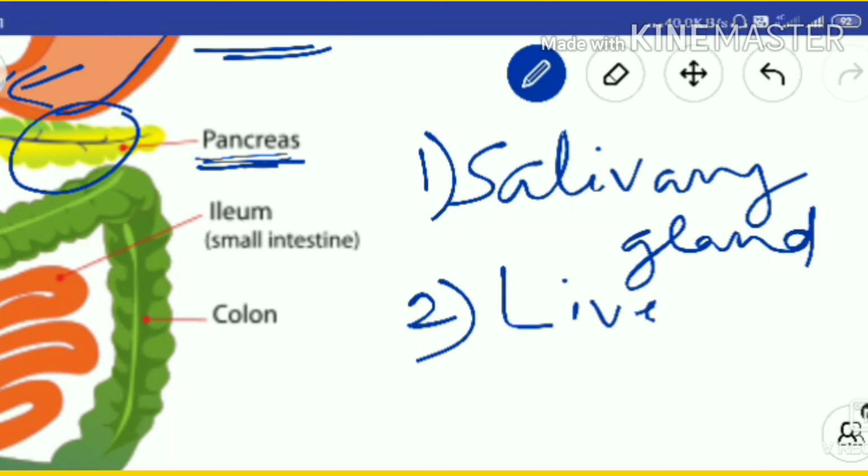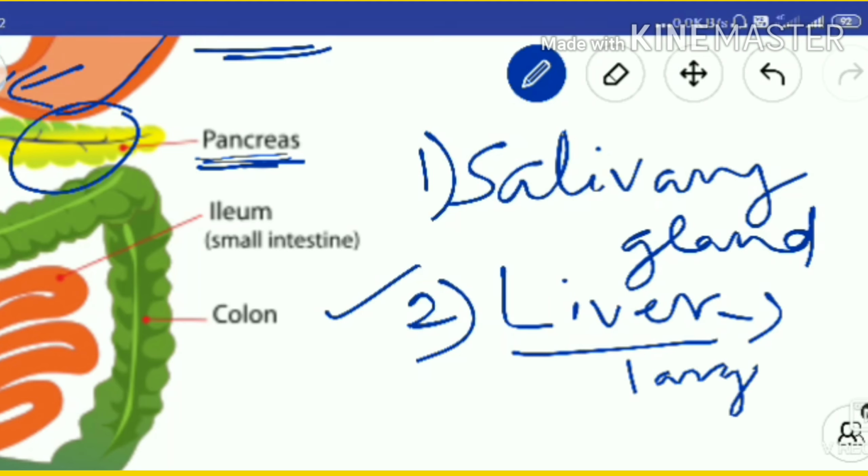See, when I am talking about liver, I want to mention one thing. Liver is the largest gland in our body. Which is the largest gland in our body? Liver. Very important. Okay, largest gland in our body.